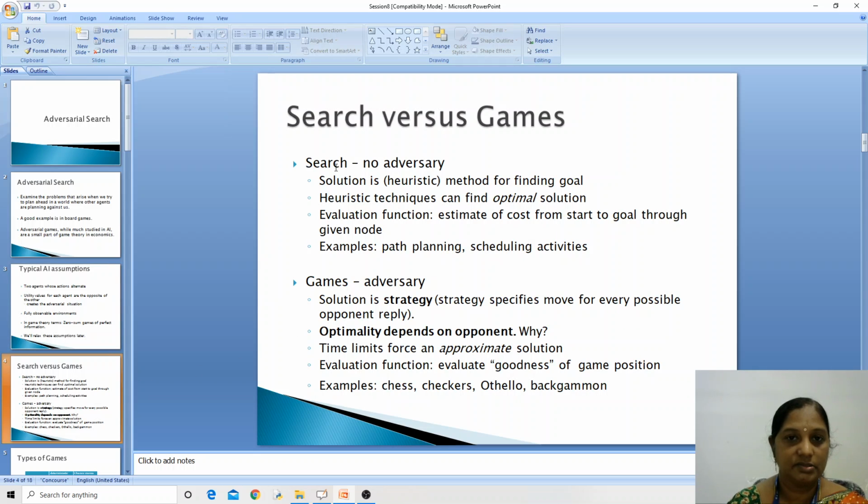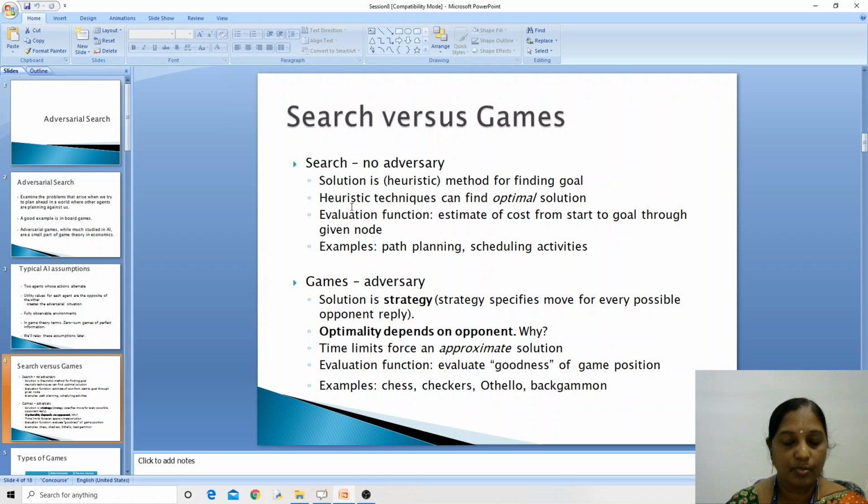And there is a difference between search versus game. Search is different from game. What are the differences between search and game? In search, the solution method is for finding a goal. So always you are finding the solution. Suppose I'm giving a tree here for you, and I'm asking you to find this goal. Based upon the heuristic function or the solution, you are going to find the goal.